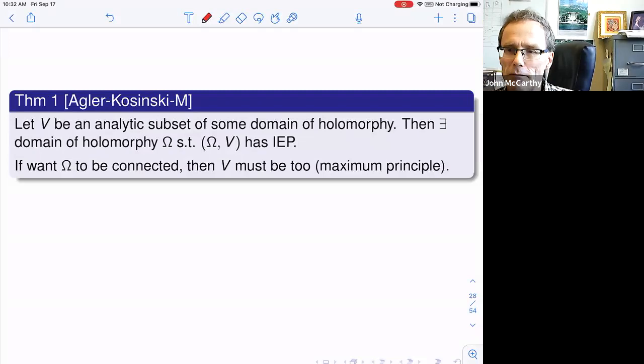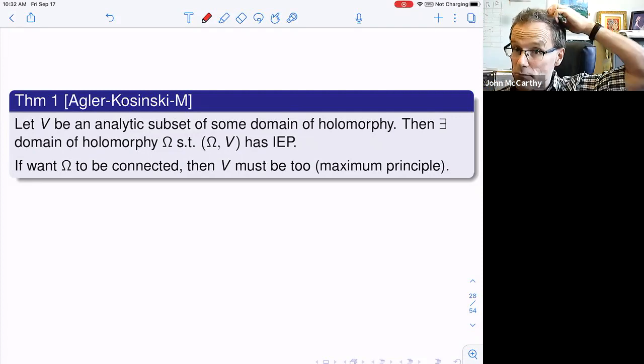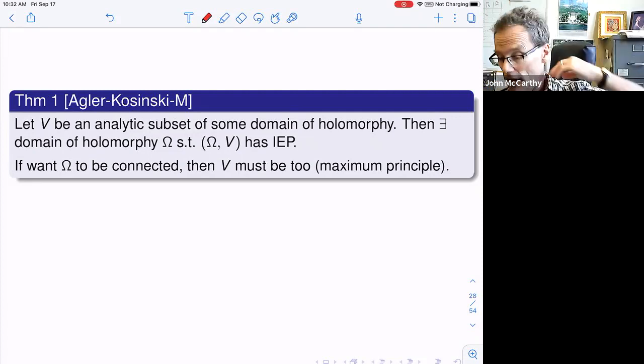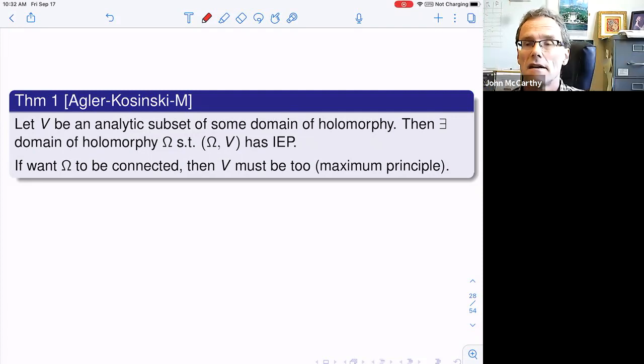I tend to favor domains as being connected because in one variable, that's what a domain is. But people who start in several complex variables by reading Hormander, he doesn't want them to be connected. Okay, so that's pretty weird that you can always find some omega no matter how nasty V is.